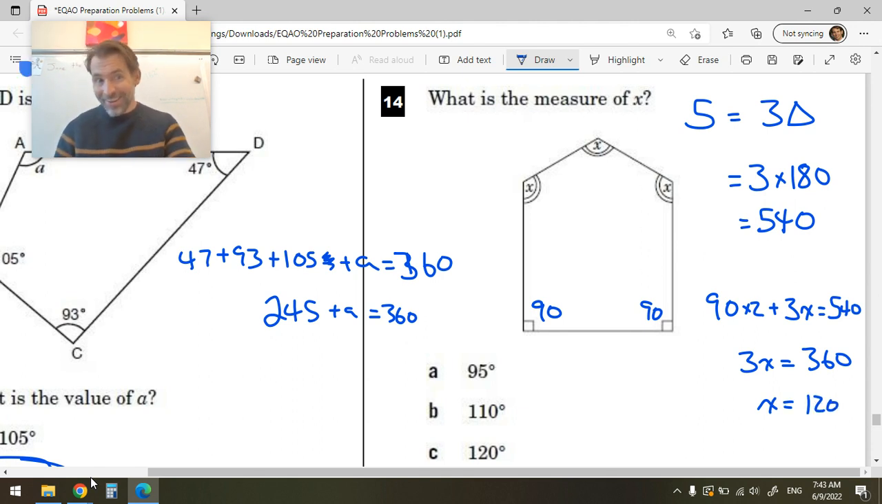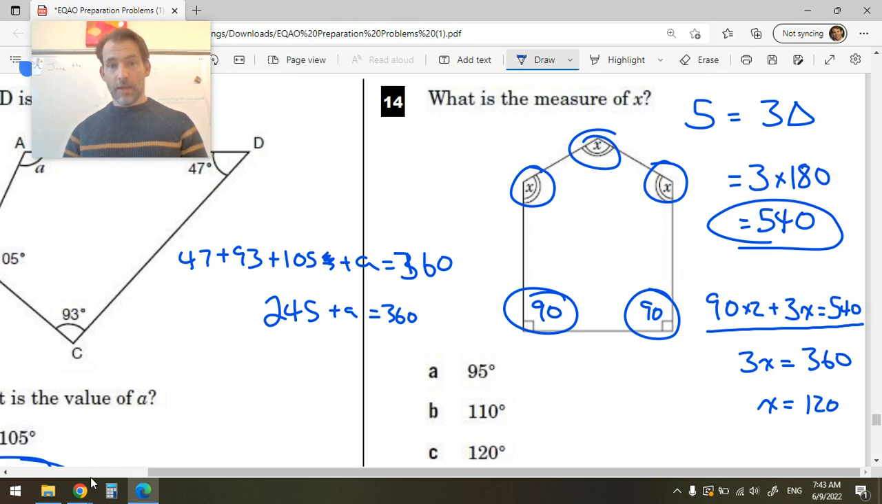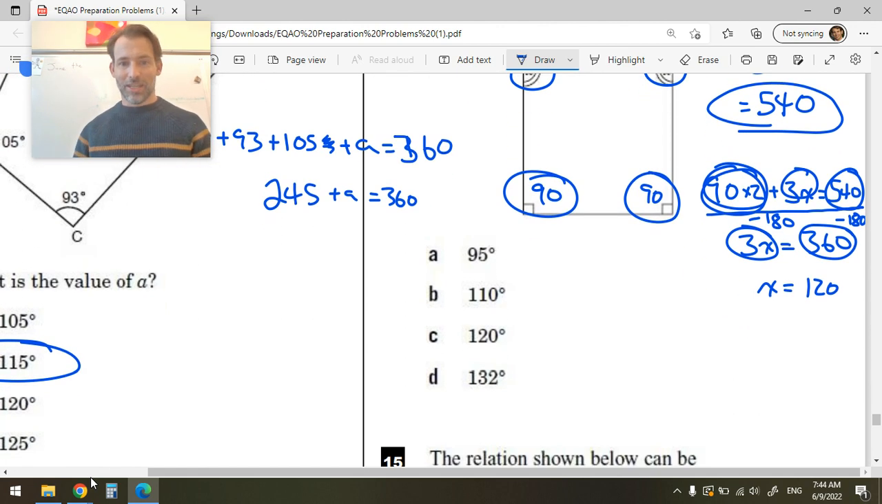Okay, all right. So is that enough? No, you want a little more explanation? All right, sure. I set up this equation based on my knowledge that all of the angles of a five-sided shape will add to 540. This one is 90 degrees, this one is 90 degrees, and these are all the same. So three of them plus two 90-degree angles should equal 540. Two 90-degree angles was 180. I took away 180 from both sides of the equation, and I find that that's 360 on this side and 3x on that side. Then divide by 3 gives you 120.